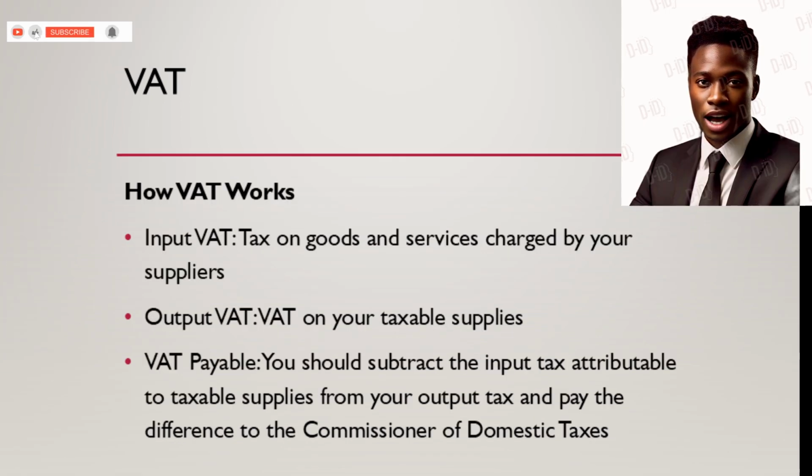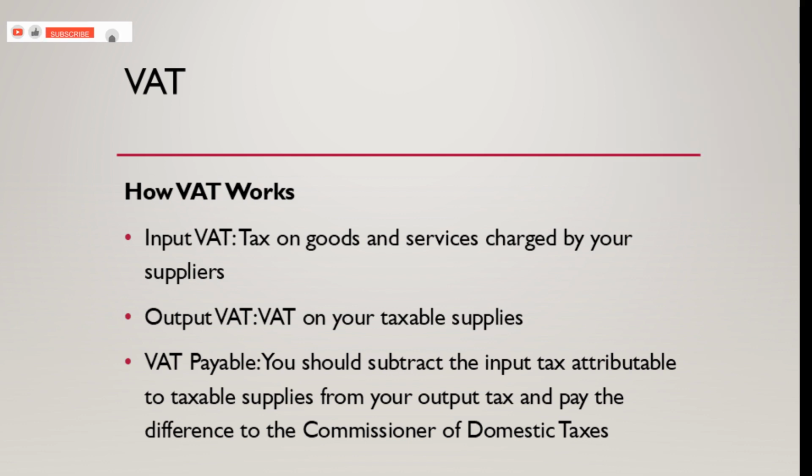Now let's delve into how VAT works in practice. There are two key terms here: input VAT and output VAT. Input VAT refers to the tax on goods and services that are charged to you by your suppliers when you are buying goods or services for your business. Output VAT, on the other hand, is the tax you charge your customers when you sell taxable goods or services. When it comes to paying VAT, you do not pay all the output tax to KRA. You subtract the input VAT from the output VAT, and the difference, if any, is what you pay to the Commissioner of Domestic Taxes. It's like you're only paying VAT on the value that your business actually added.